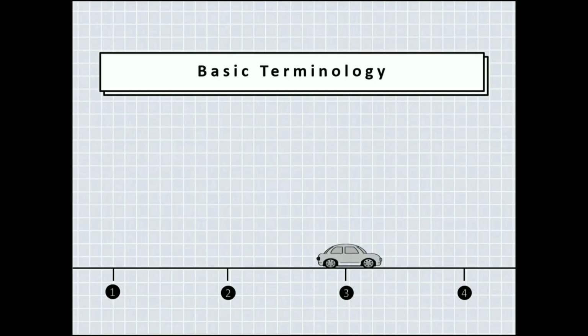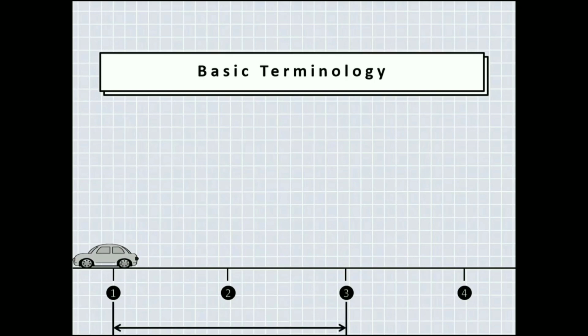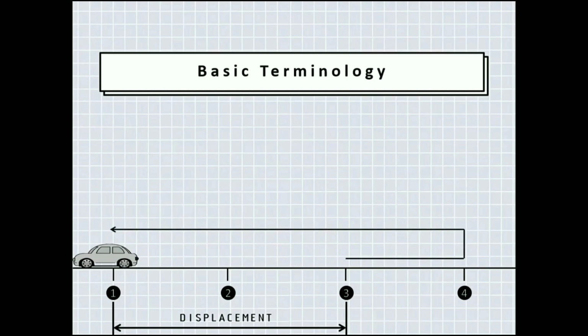If the car starts its journey from point 3 to point 4, then moves to point 1, then the total displacement of a particle is from point 3 to point 1. Displacement is the change in position of a particle. It has no relation with the actual distance traveled, whereas the distance is the total distance traveled by the car.